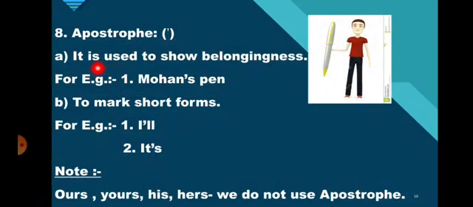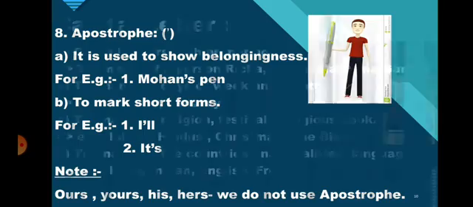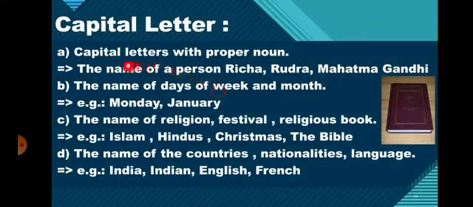Apostrophe. It is used to show belongingness. For example, Mohan's pen. It is also used to mark short forms. For example, I'll, it's. So here apostrophe is used to show belongingness and it is also used to mark short forms. Now here students, you have to keep in mind that for ours, yours, his, us, we do not use any apostrophes.